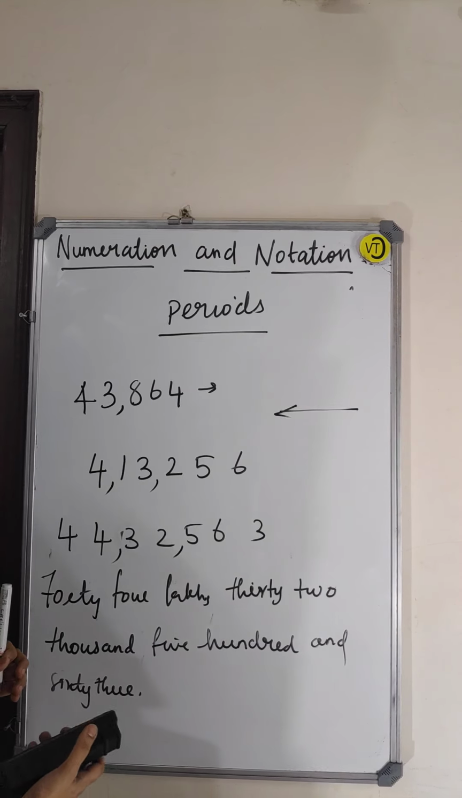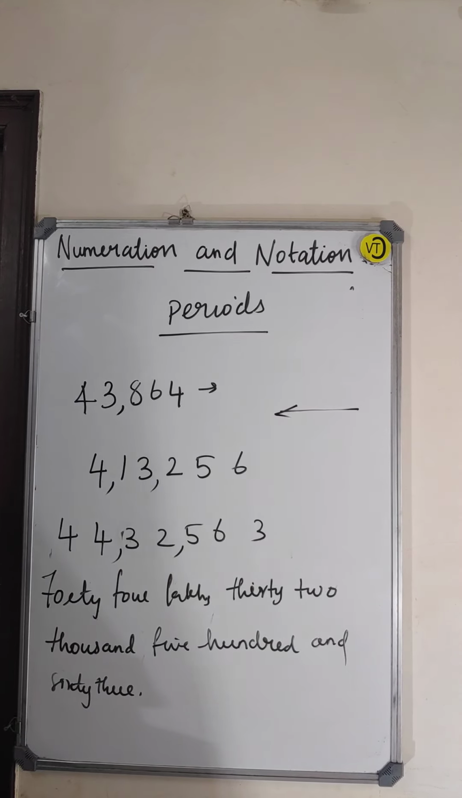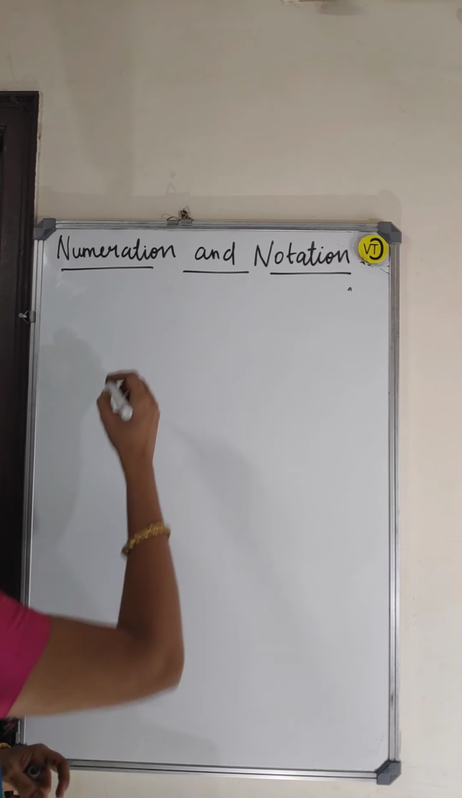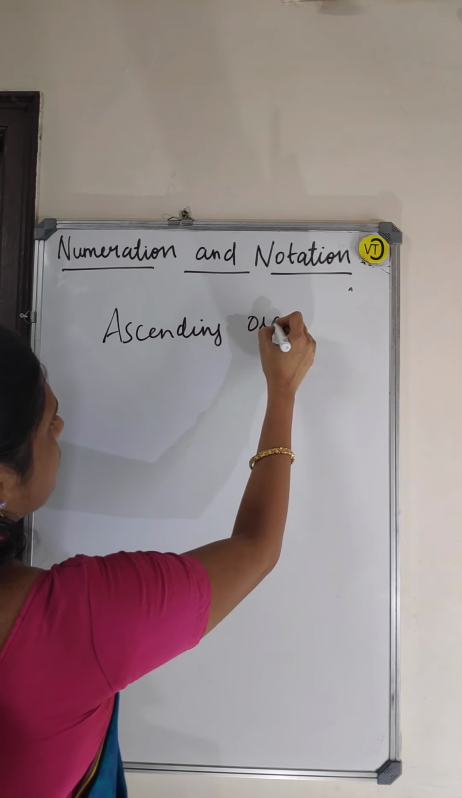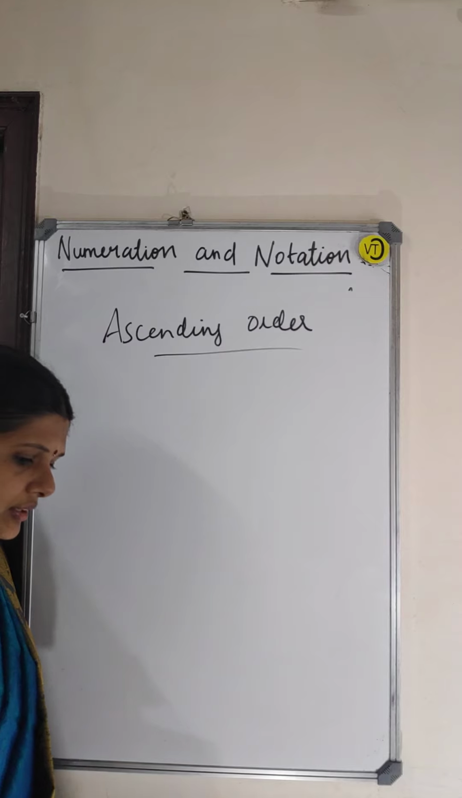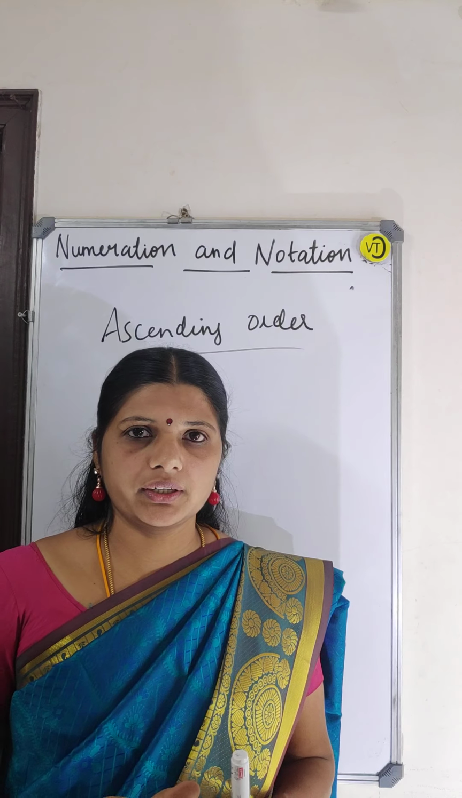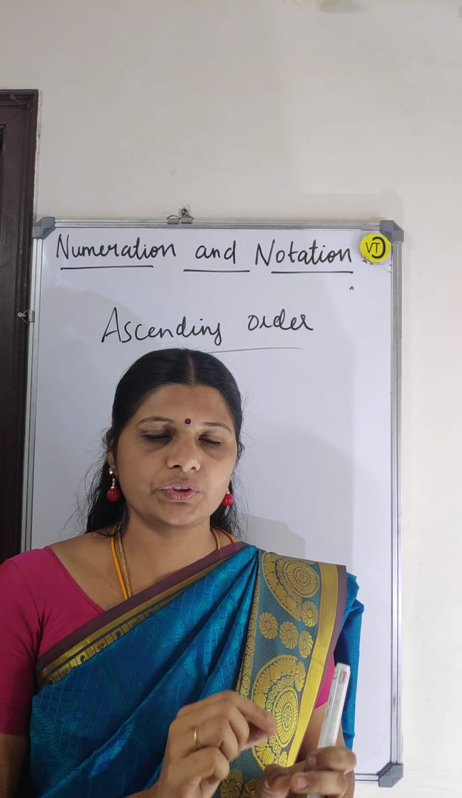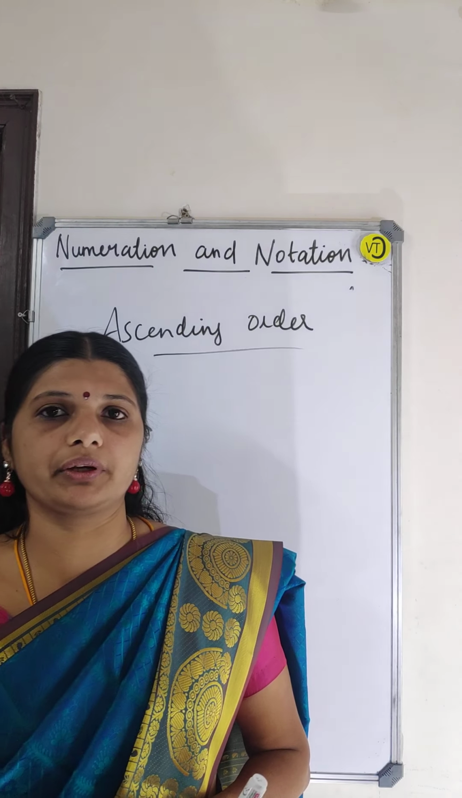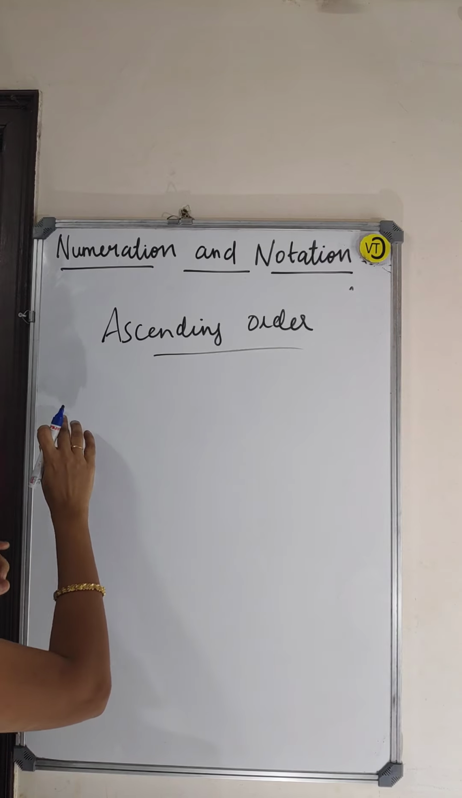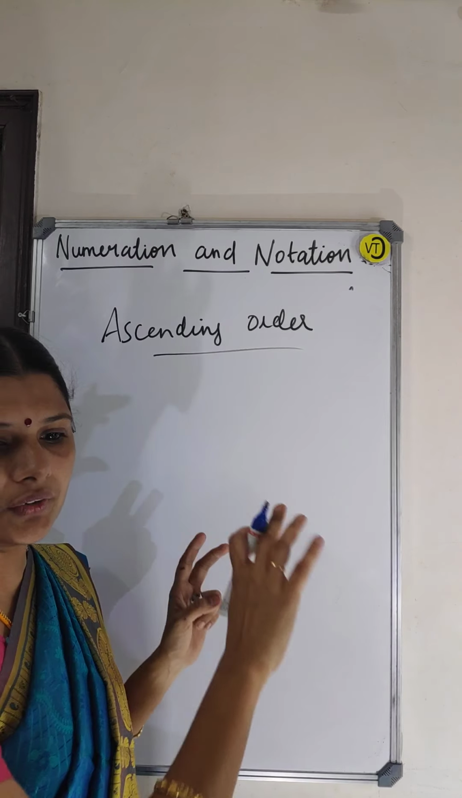Okay. Then next is ascending order. What is meant by ascending order? Ascending order is numbers which you can write in the left to right direction from small to big. Okay. From smaller number to bigger number, you have to write it.